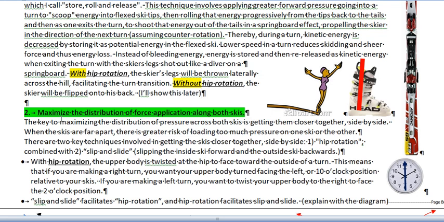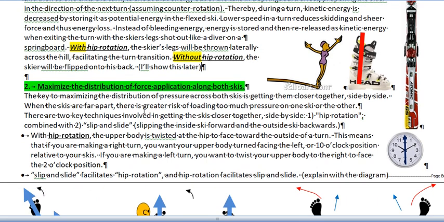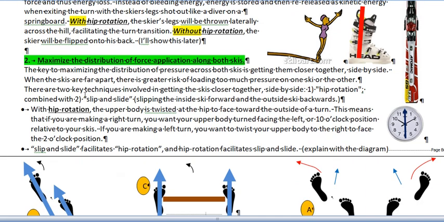Now the second method is maximizing the distribution of force application along both skis. The key to this is getting those skis closer together, side by side. When the skis are far apart, there's a greater risk of loading too much pressure on one ski or the other. Usually it's the inside ski you're overloading, and there's a lot of problems with that.